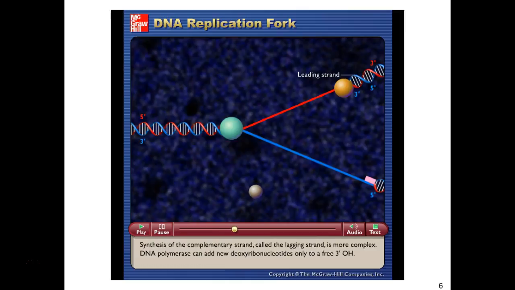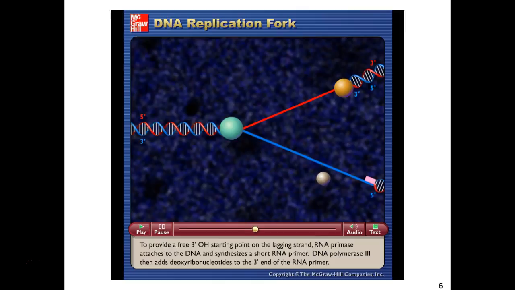Synthesis of the complementary strand, called the lagging strand, is more complex. DNA polymerase can add new deoxyribonucleotides only to a free 3' OH. To provide a free 3' OH starting point on the lagging strand, RNA primase attaches to the DNA and synthesizes a short RNA primer. DNA polymerase 3 then adds deoxyribonucleotides to the 3' end of the RNA primer.